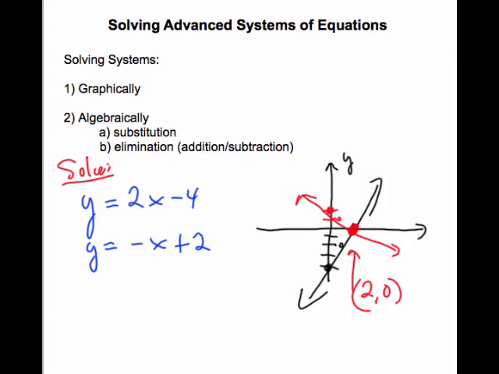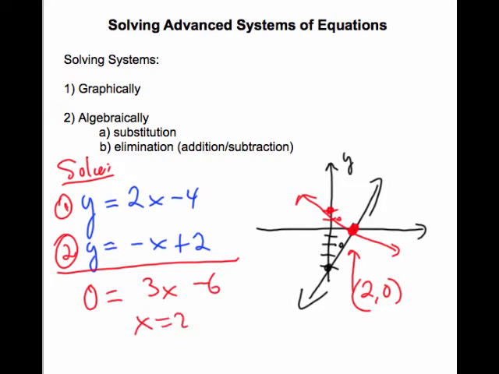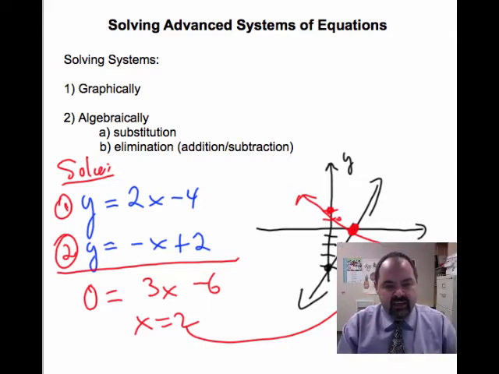Another option would be that we could eliminate one of the variables by adding or subtracting the two equations together. So if I subtracted the two equations, y minus y would be 0, 2x minus -x would be 3x, and subtracting here would be -6. And we could solve it out to get an x coordinate of 2, which you can see matches our graphical solution.